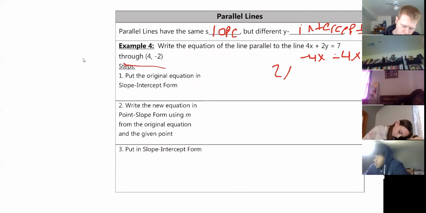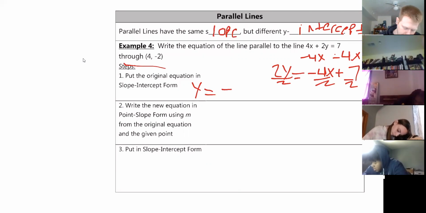So then you'd have 2y equals negative 4x plus 7. So then you got to divide everything by 2. Just make sure you divide every piece. So our slope intercept form would be y equals negative 2x plus 7 halves, or if you want to put 3.5, if you like decimals, go for it.